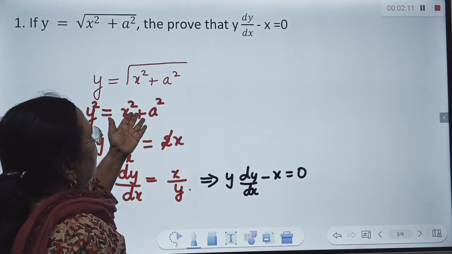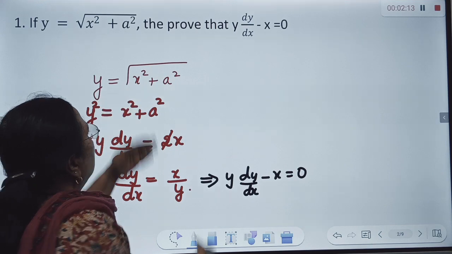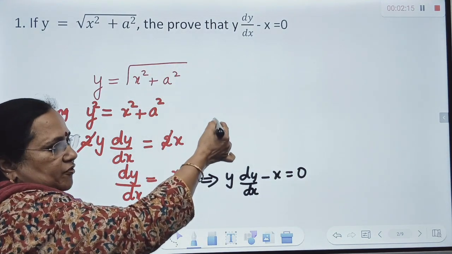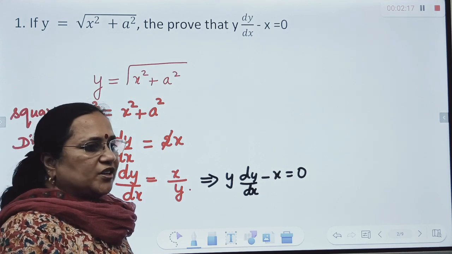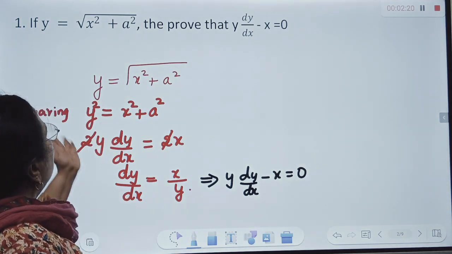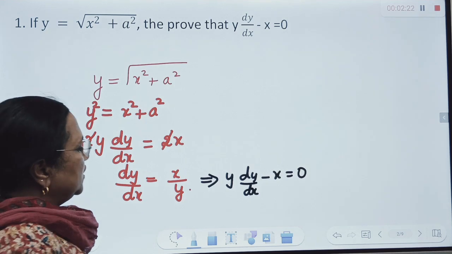I mean, you can do it by writing it as power of half, and then differentiating. But easier would be if I square, because I got rid of the square root.